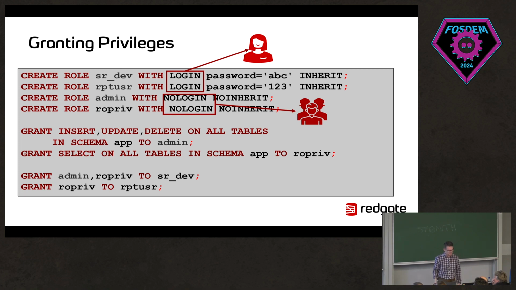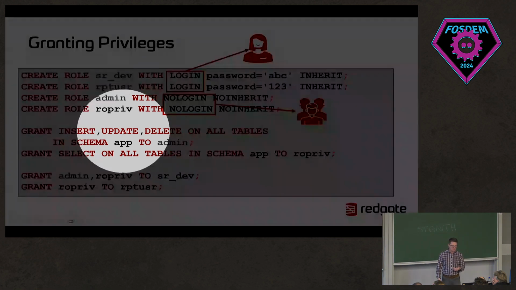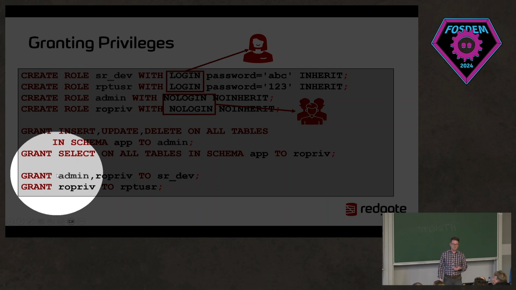I was like, wait, that's not read-only. Grant admin privilege, right? So right here. And then we have grant select on all tables to this read-only privilege, right? But those are my two groups. They can't log in. So how's this going to help me? Well, you can then grant membership into those other groups.